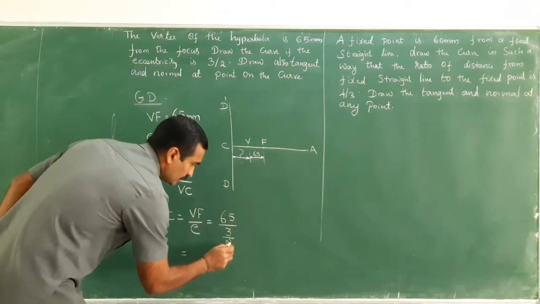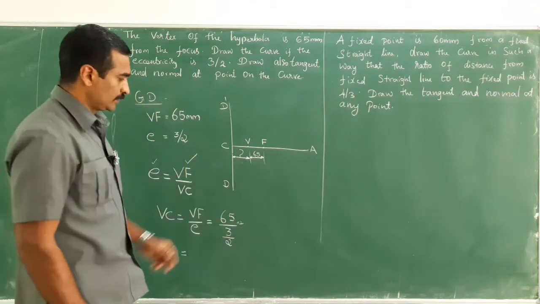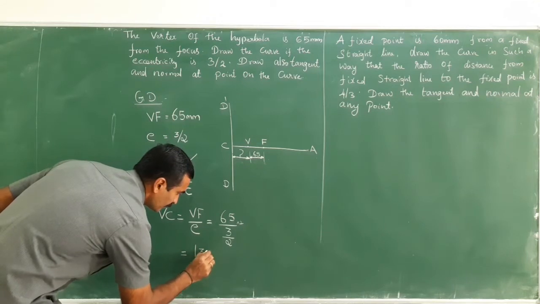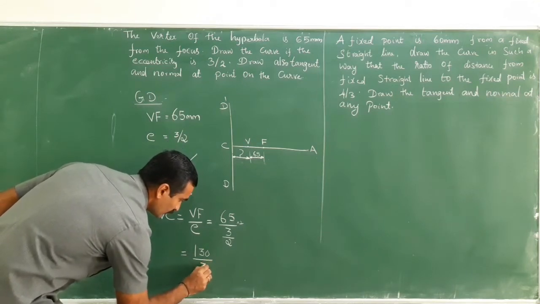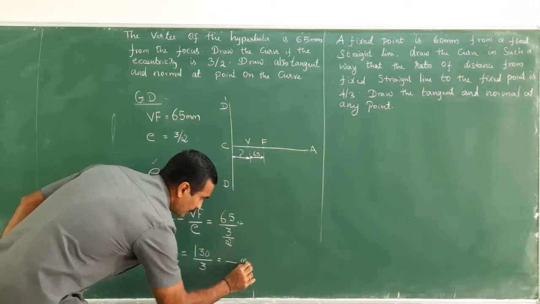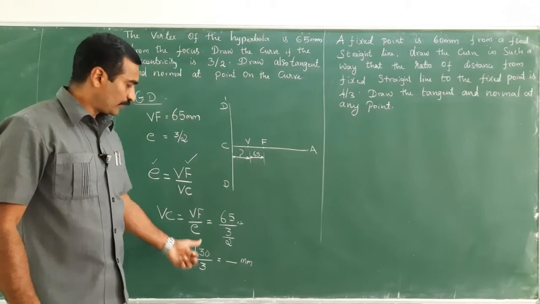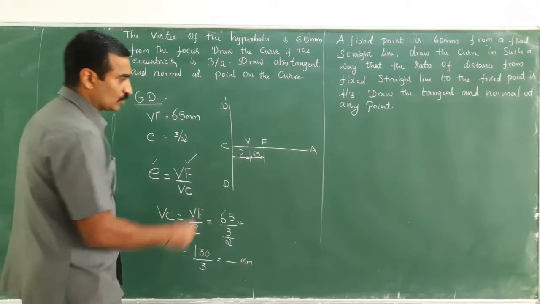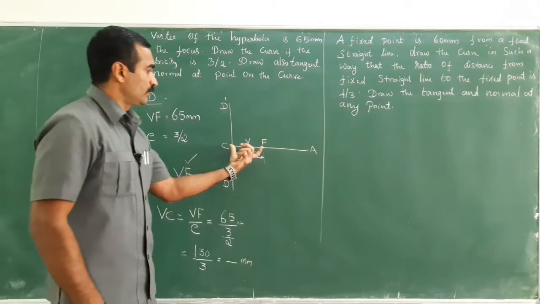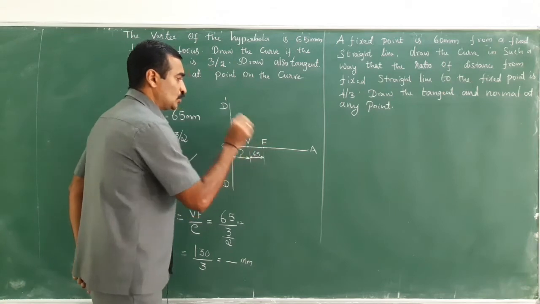So, this 2 goes here, giving 130/3. You will get some value in terms of mm, that is 43.3, isn't it? So, that can be put here. So, I can draw the line, with a point from C to F.